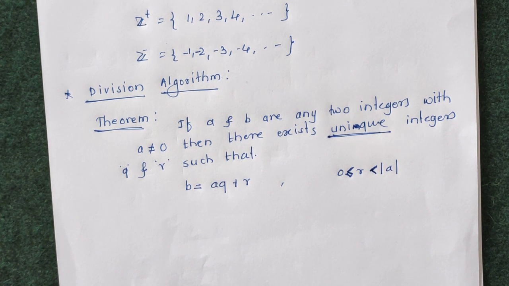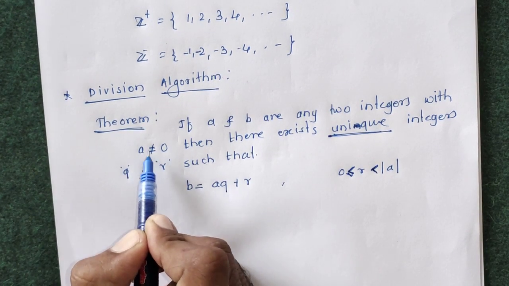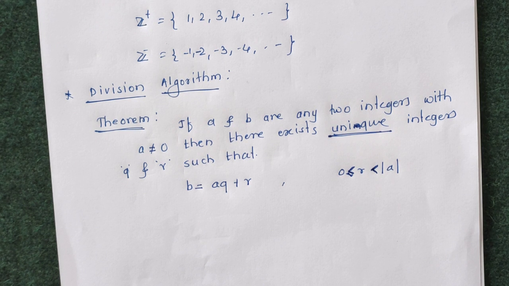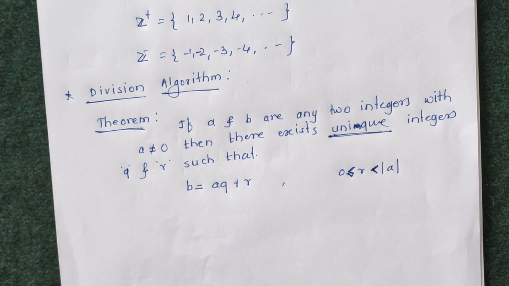Here we have given two integers a and b, and a is a non-zero integer. So the restriction on a is that it is non-zero. Then there exist unique integers q and r, such that b is written in the form b equals aq plus r.